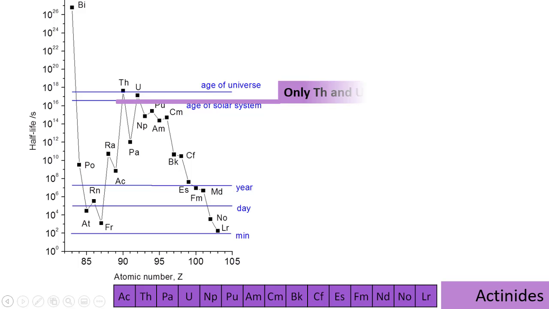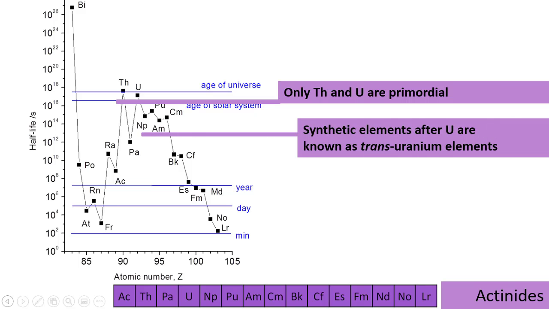From this graph you can see that only thorium and uranium are stable enough to have lasted on Earth from the creation of the solar system to the present day. Everything else below this line can only exist on Earth in very small quantities and in a transient state before it turns into something else. The elements beyond uranium are known as the transuranium elements, and they are all man-made, synthetic.